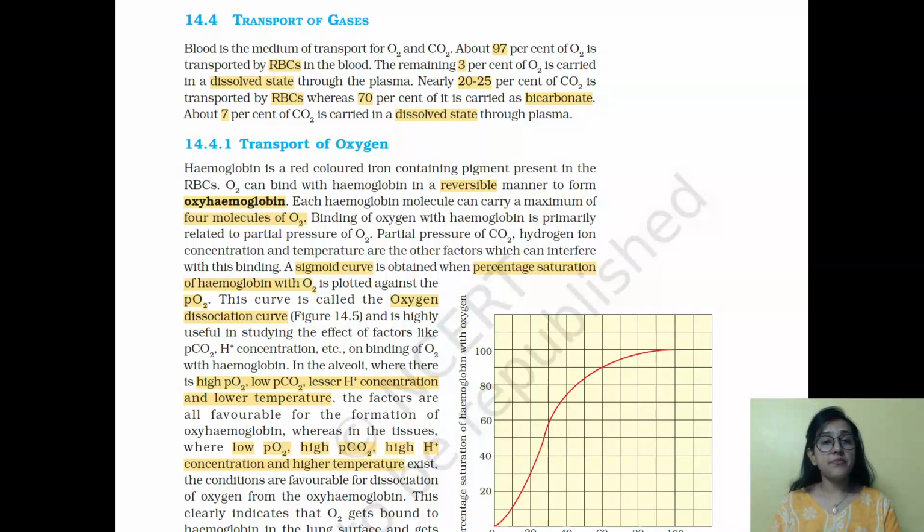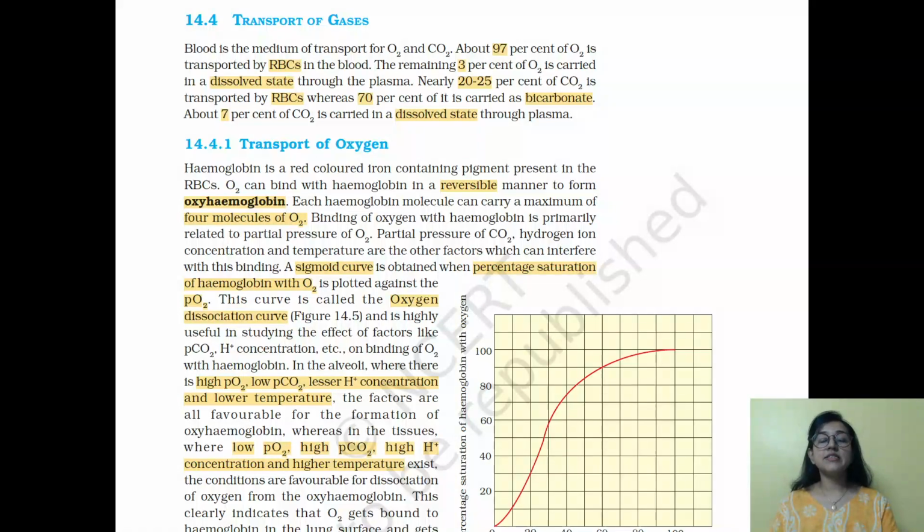About 97% of oxygen is transported by RBCs or red blood corpuscles in the blood. The remaining 3% of oxygen is carried in a dissolved state through the plasma. Nearly 20 to 25% of carbon dioxide is transported by RBCs, whereas 70% of it is carried as bicarbonate. About 7% of carbon dioxide is carried in a dissolved state through plasma.